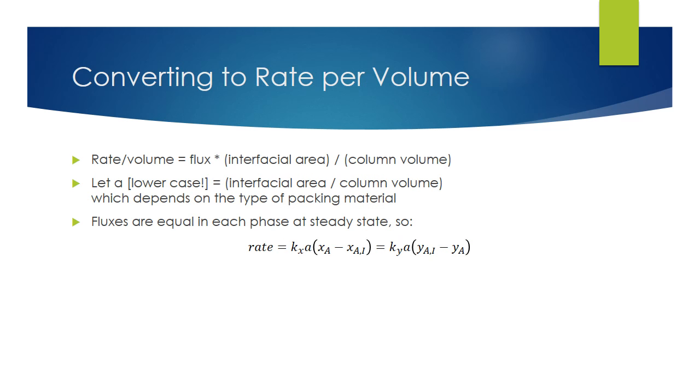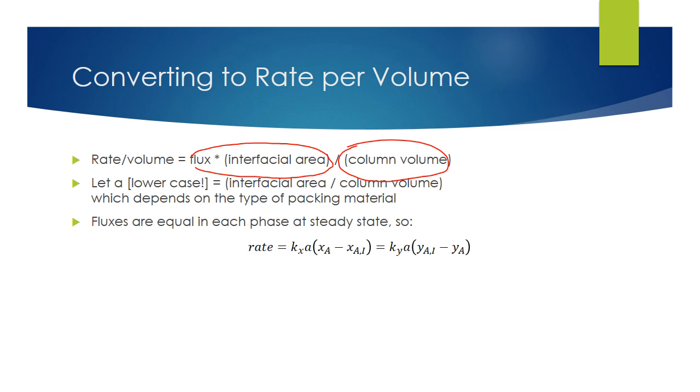Now, another thing that we want to do when we do our design is we don't want to actually base it on flux, because the flux depends on the interfacial area, but we don't know necessarily what the interfacial area is of our column. It's because that's the area of the actual packing surface. So what we do is we multiply the flux by the interfacial area per unit of column volume, and that will give us a rate of mass transfer per unit of volume in the column. And that's going to be the most useful way of defining mass transfer for us later on.